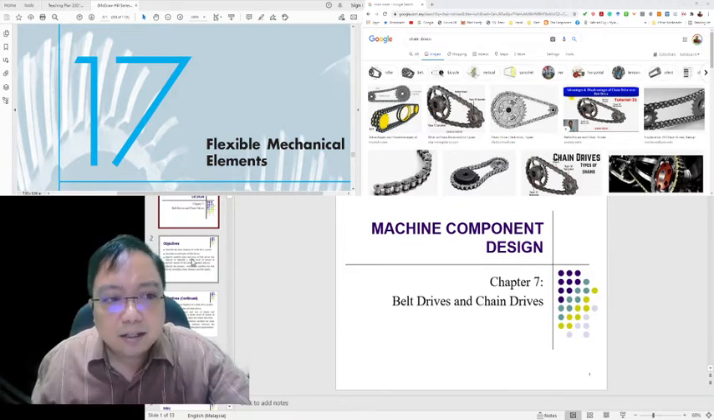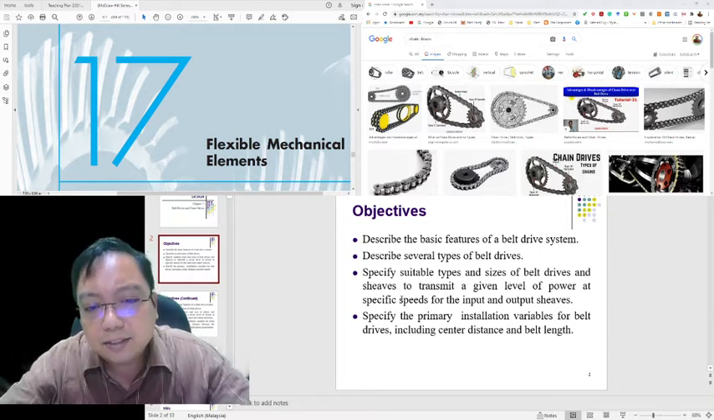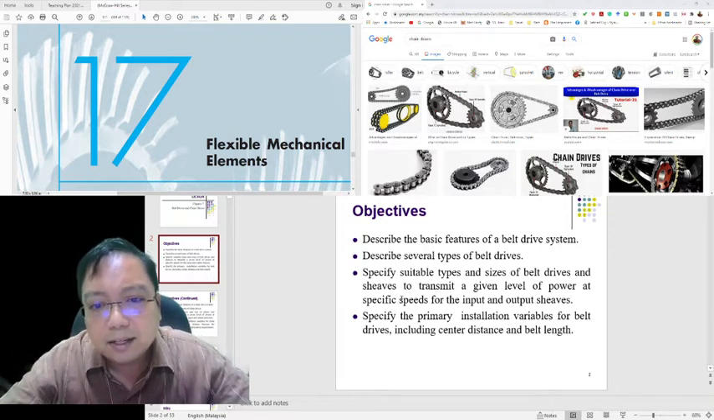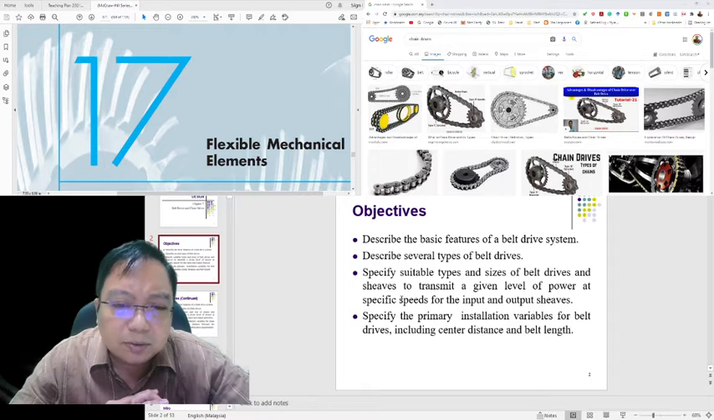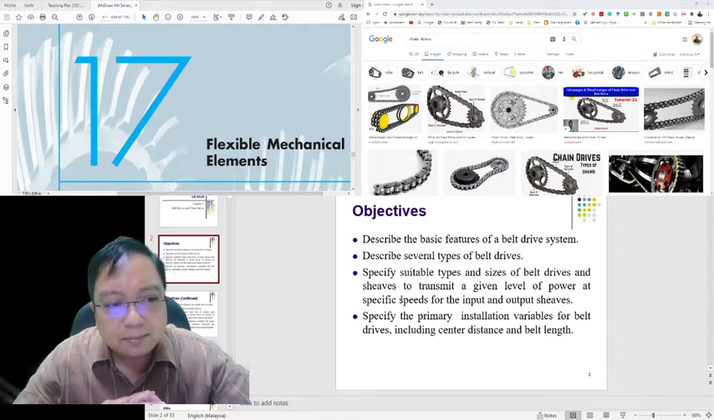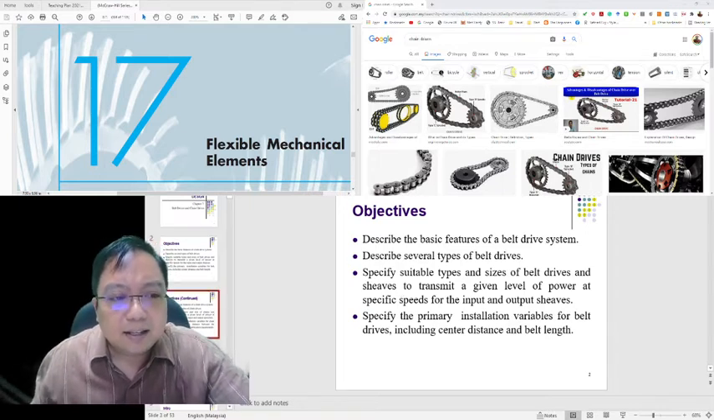The objective of this topic is to describe the basic features of belt drive systems, describe several types of belt drive, specify suitable types and sizes of belt drive and shafts to transmit a given level of power at specific speeds for the output and input of shafts, and specify the primary installation variables for belt drive, including center distance and belt length.